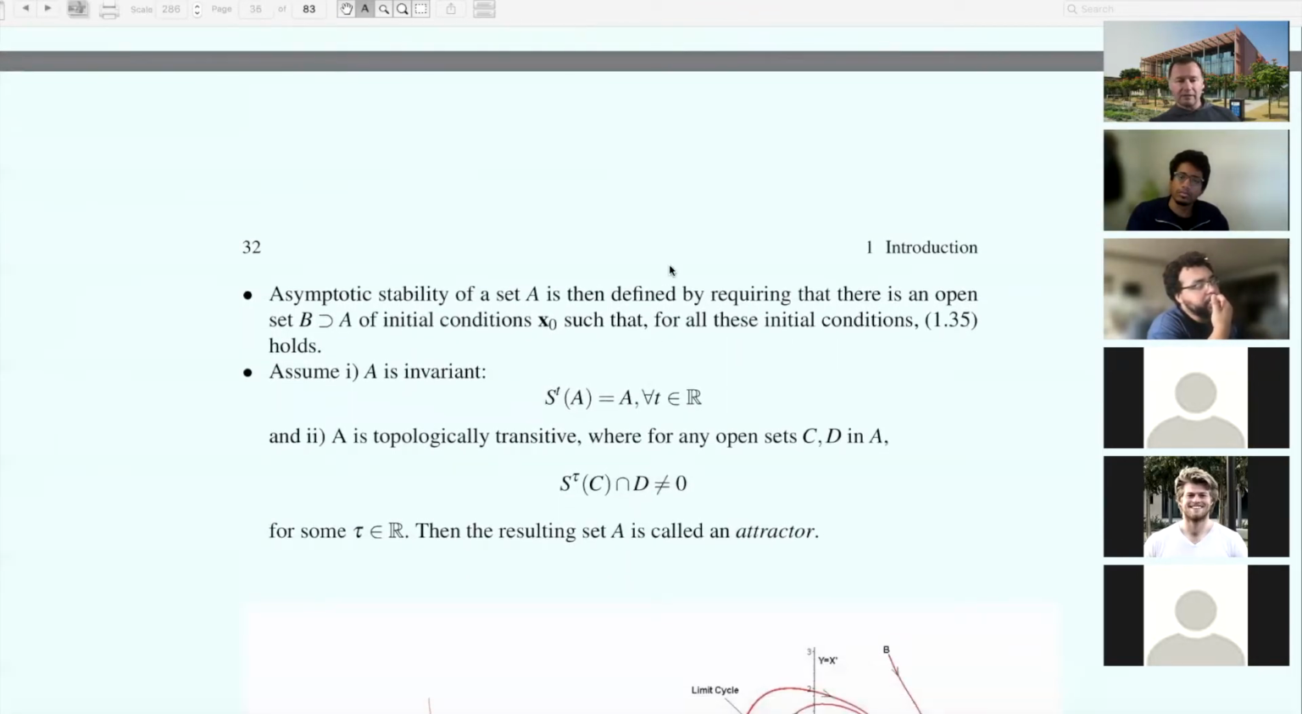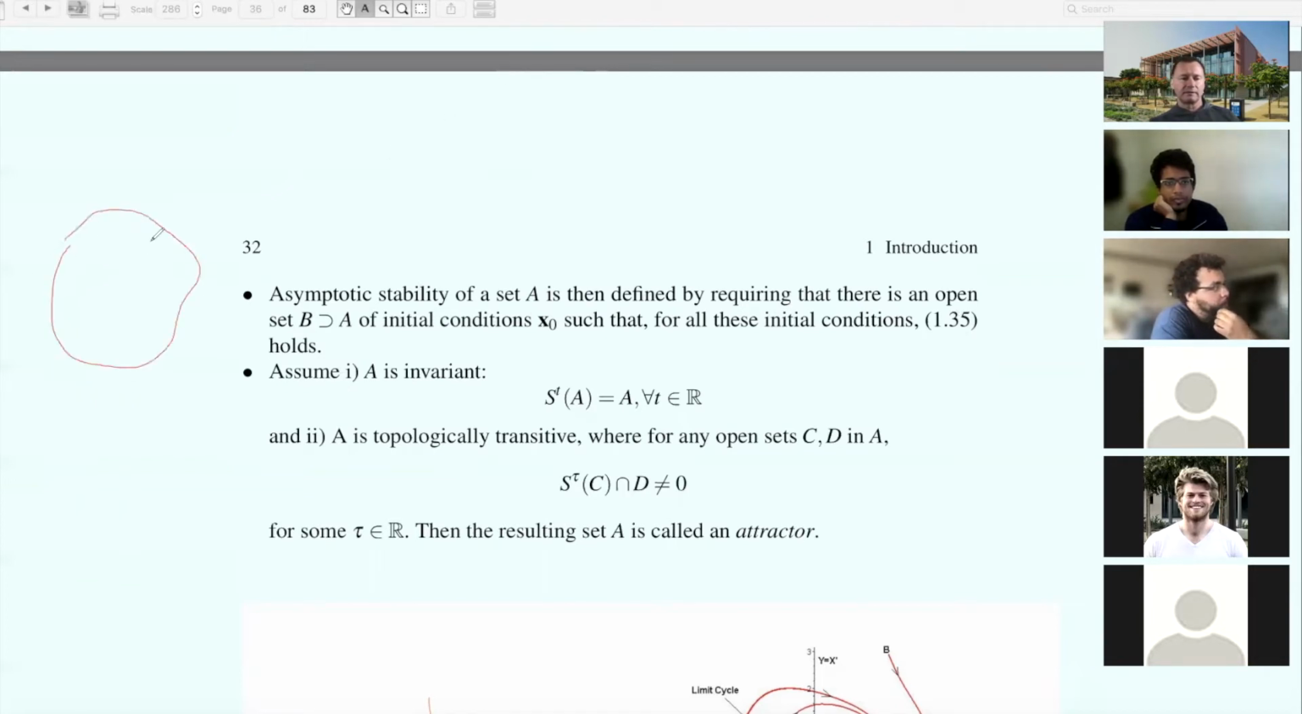I need to work a little bit further and talk about asymptotic stability. So asymptotic stability of a set A is defined by asking for an open set B such that A is inside B.